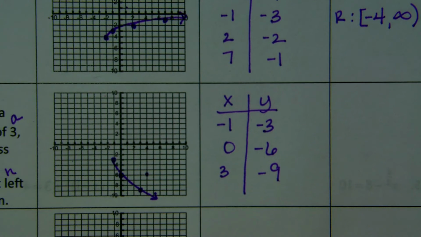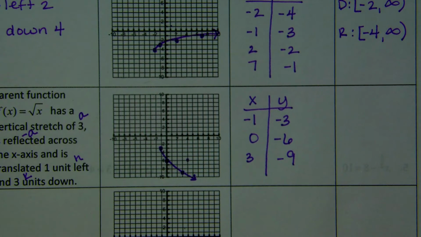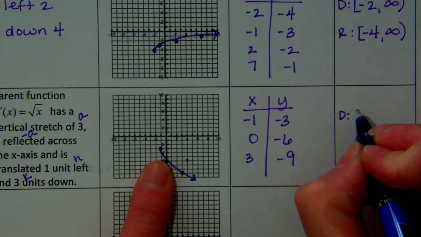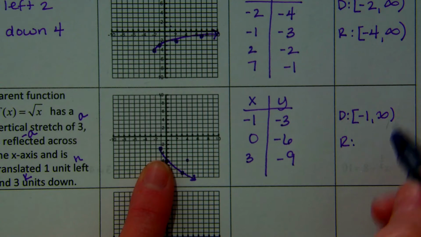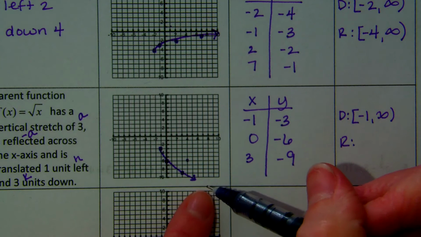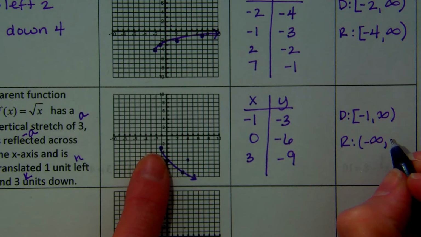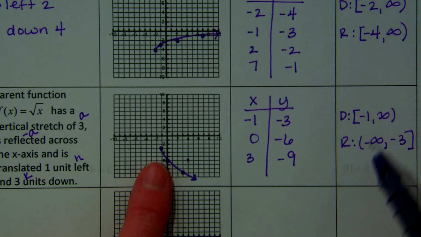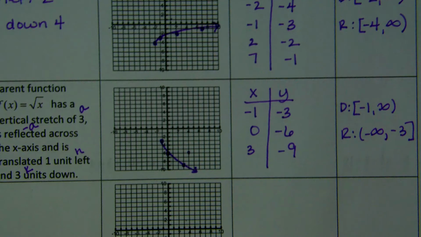All right, and then domain and range. So remember that the domain for this function, parent function, is 0 to infinity. Here we've moved it left 1, so my domain is -1 to infinity. And remember that your range for the parent function is 0 to infinity as well. In this case, we've reflected it. So instead of starting at 0, we're going to start at -infinity. So my range is -infinity to my top y value, which is -3, right there. And because reflections start at -infinity for range when we're talking about square root values.